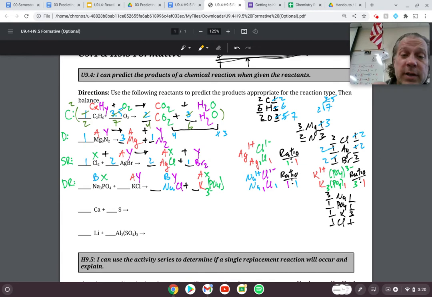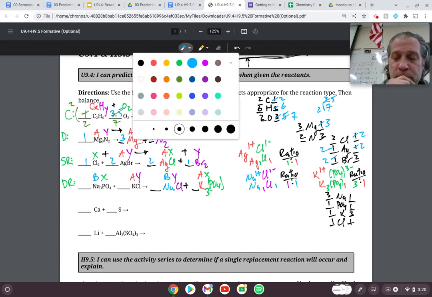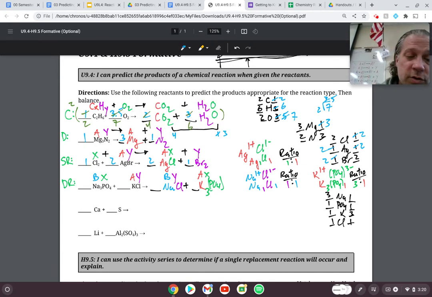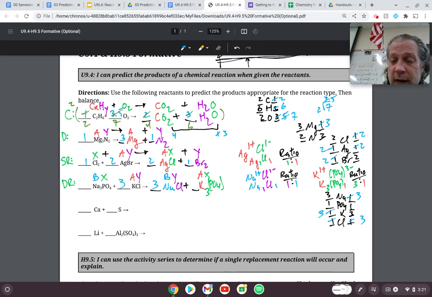So to start balancing this one, I'm going to balance my sodiums first. So I'm going to put a coefficient of 3 here, which will give me 3 sodiums and 3 chlorines. My sodiums are balanced. My phosphates are balanced. My chlorines are not. So I'm going to put a coefficient of 3 here, which gives me 3 potassiums and 3 chlorines. And then this one is balanced like so.